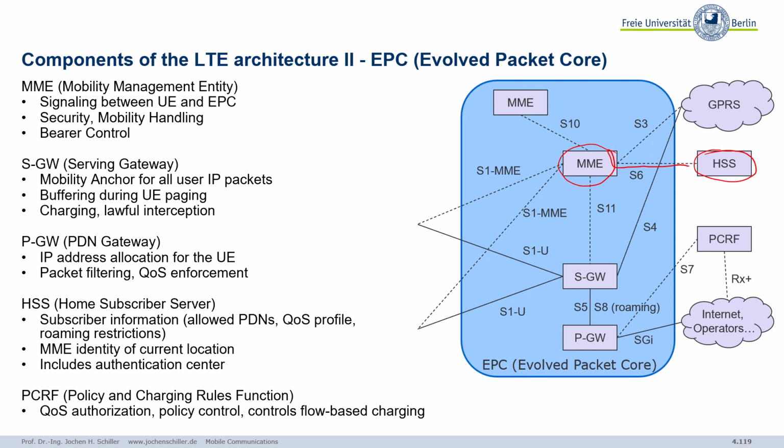Okay, what else do we have? A gateway to other packet data networks. That's where we have the IP address allocation. So we have IP address allocation, packet filtering, quality of service enforcement. So we have to limit maybe the data rates, etc.